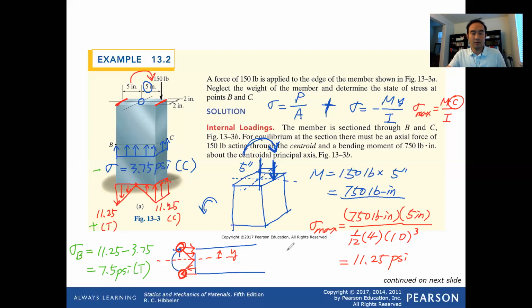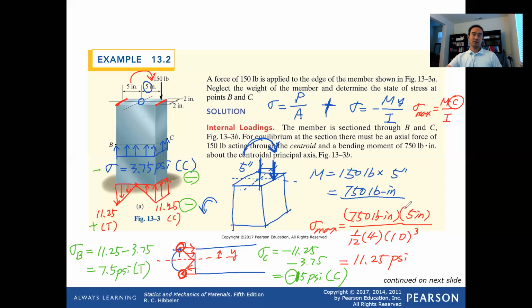Now, what about sigma at C? Sigma at C, we have 11.25 in compression. Compression is negative, so in this case both stresses are negative. So we will maximize the negative stress. It's going to be negative 11.25 minus 3.75, so it is going to be negative 15 psi, and that negative sign means compressive stress. So negative 15. All right, so those are going to be the answer.